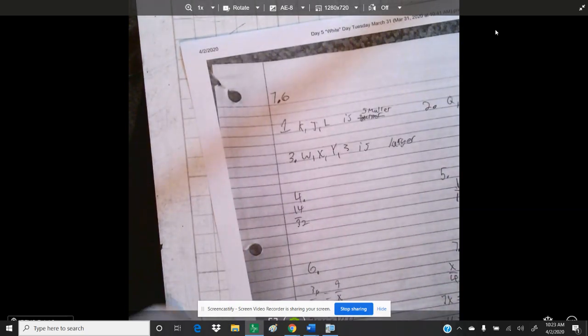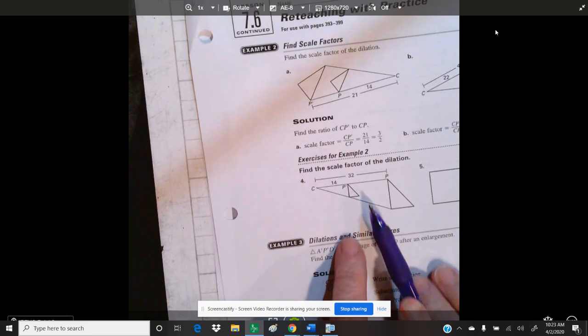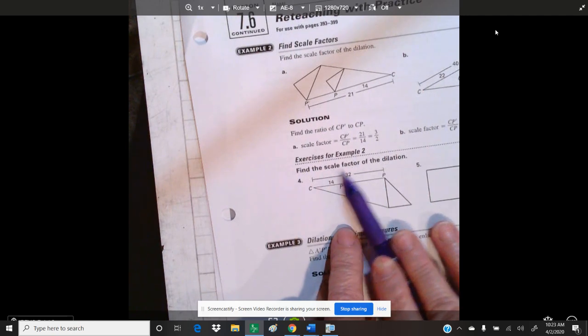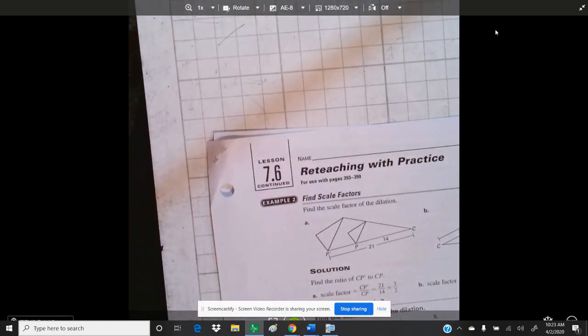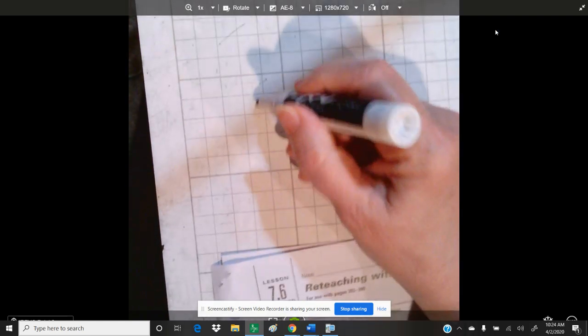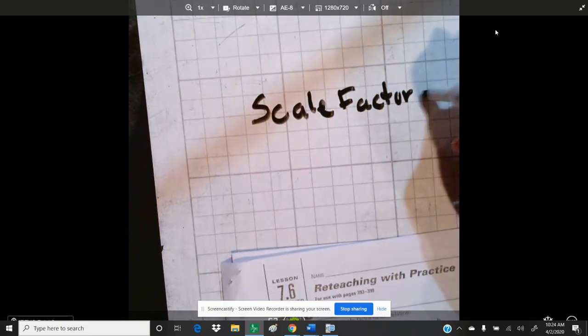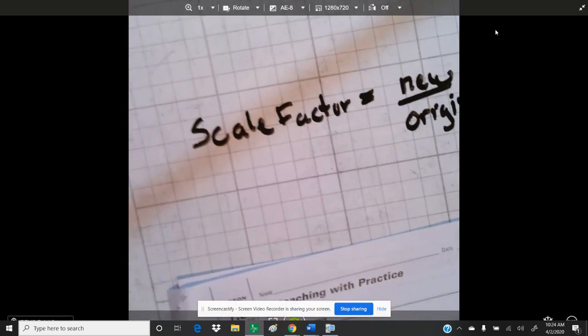And number 4 and 5 is a similar one to that. Let me find that. All right, so here's number 4. So again, you kind of have to look at which is the original and which is the second one. So it says find the scale factor of the dilation. So you're going from the big one to the small one. And when you're finding the scale factor, you always put the new one over the original. That's kind of like your definition of scale factor, is new to original.